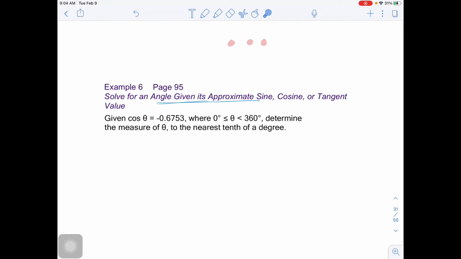Now, here we're given that cos angle equals negative 0.6753, where the angle is between 0 and 360. Determine the measure of the angle to the nearest tenth of a degree.